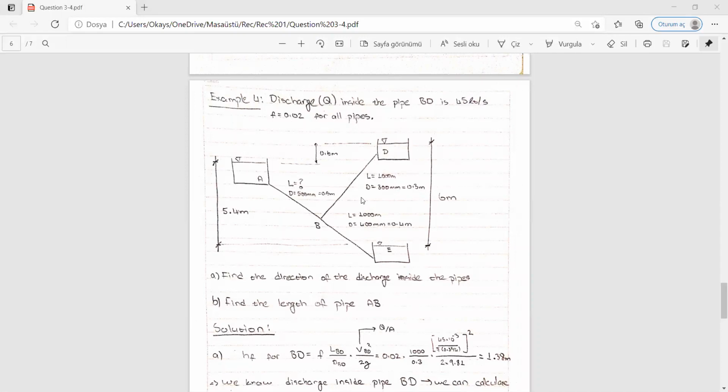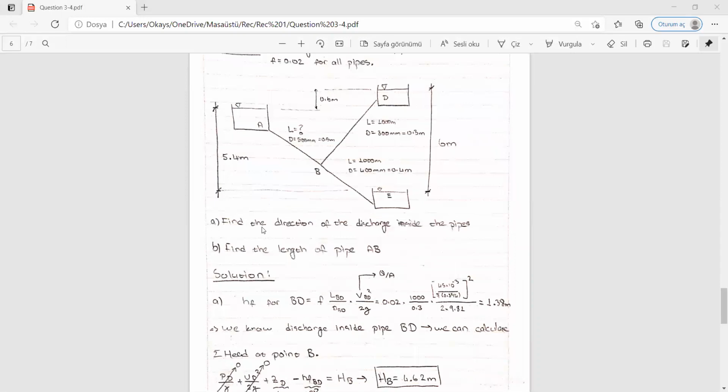And the question wants us to do two things. First of all, it wants us to find the direction of the discharge inside the pipes. And in part B, it wants us to find the length of the pipe AE. Okay.